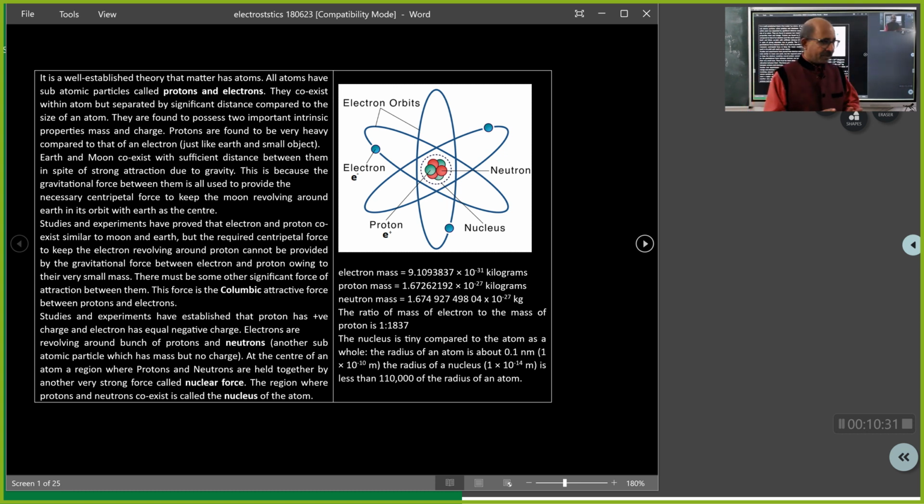Now understand this very carefully. This nuclear force is only present in the nucleus. It has its own characteristics, which you will understand in future classes. But right now it is important for you to appreciate that there exists a force which binds the nucleons.